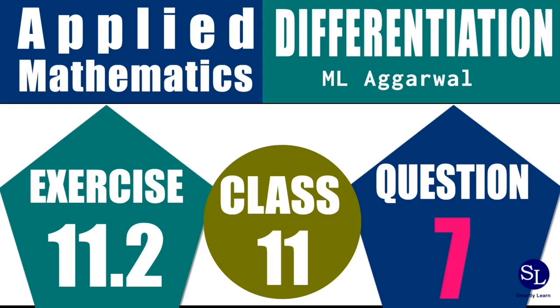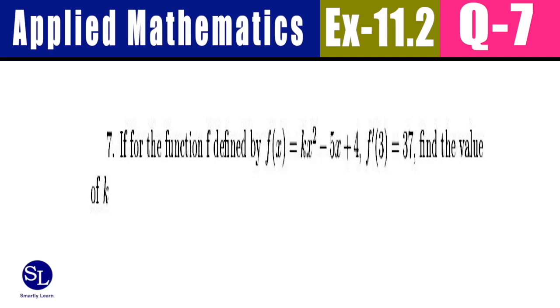In this video, let's see how to solve the seventh question in exercise 11.2. For the function defined by f of x is equal to kx squared minus 5x plus 4, f dash of 3 is equal to 37. Find the value of k.